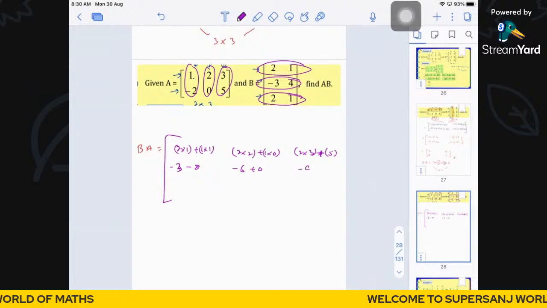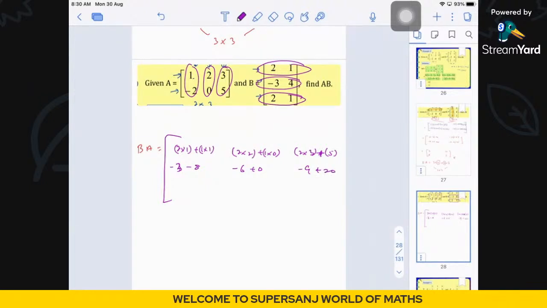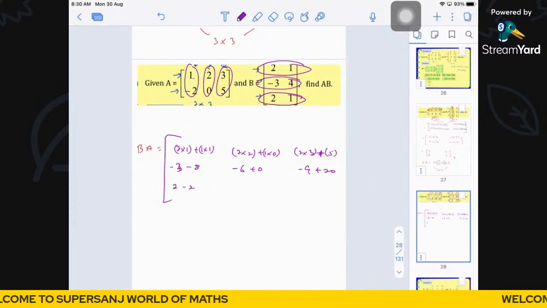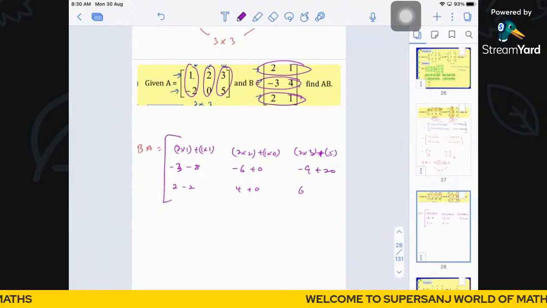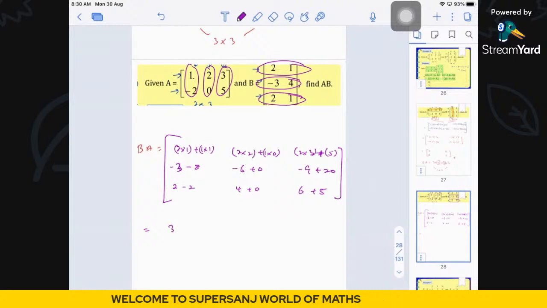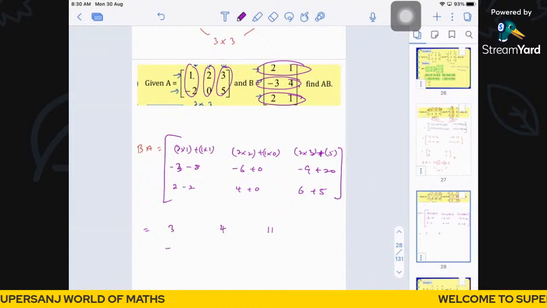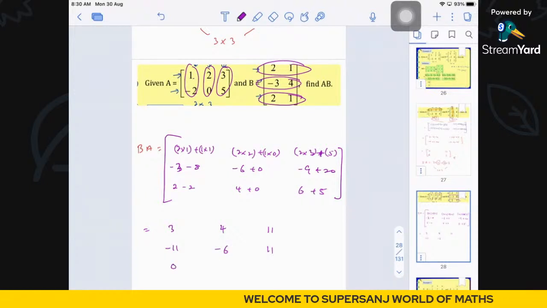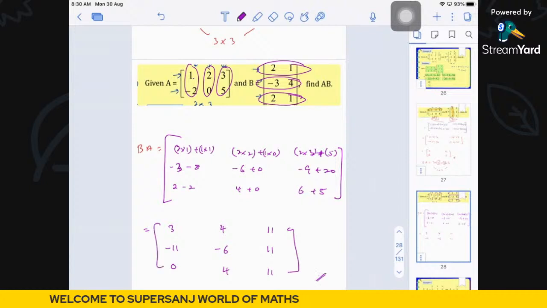Negative 3 times 3 is negative 9, 4 times 5 is 20 there. Next one there, 2 times 1 is 2, minus 2, okay. Then 2 times 2 is 4 plus 0, and 2 times 3 is 6 plus 5 over there. So from here, very obvious, 2 plus 1 there is 3, 4, 6 plus 5 is 11, negative 11, negative 6, and then 11, 0, 4, and 11. That's it. That's the final answer there.